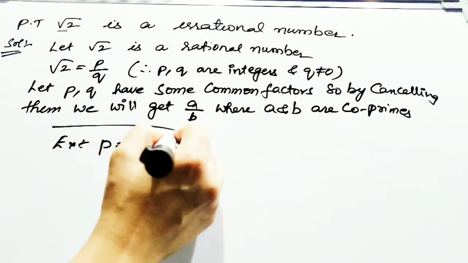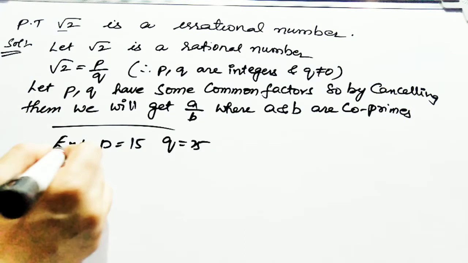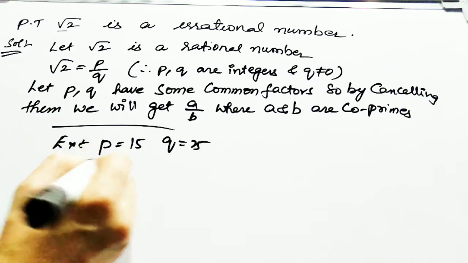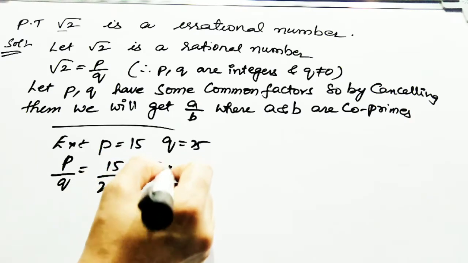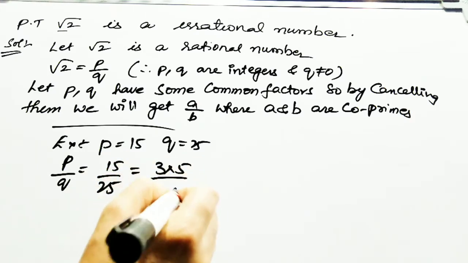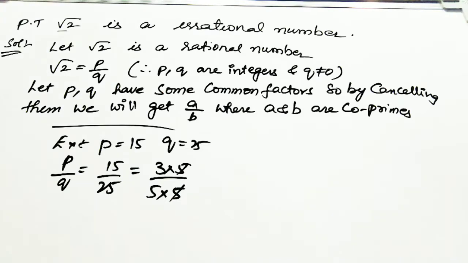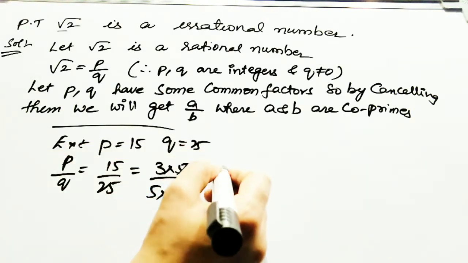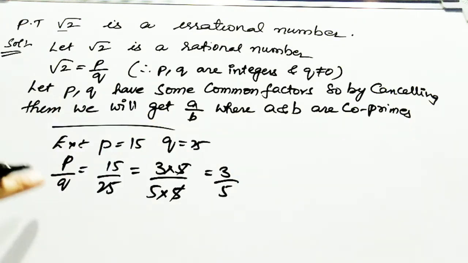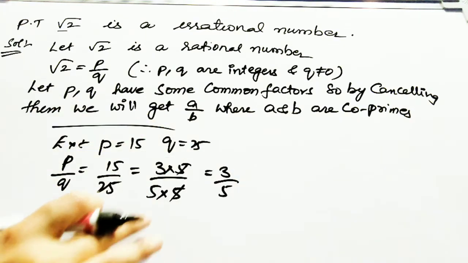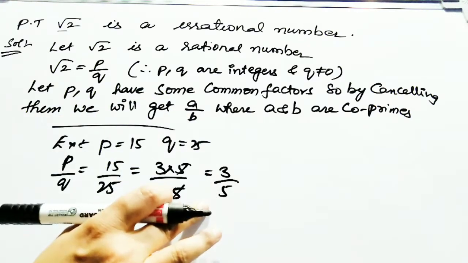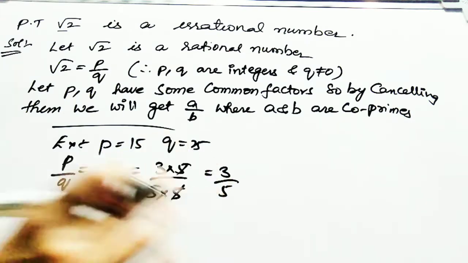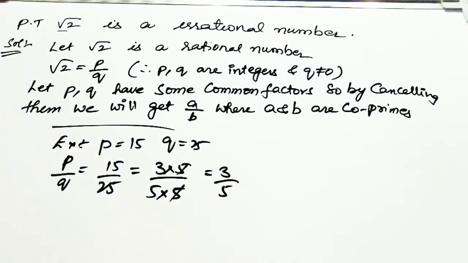P as 15, q as 25. Then p by q means 15 by 25. What factors are you getting? 3 into 5, 5 into 5. You cancel the common factors. So what is left is 3 by 5. Let p by q have some common factors; we cancel them, and we get a by b, meaning 3 by 5, where a and b are co-primes.